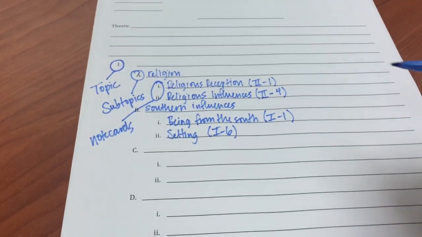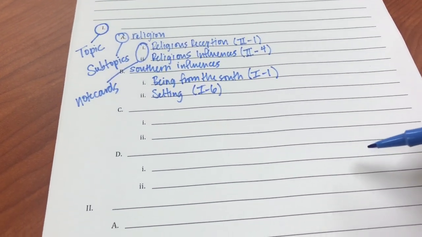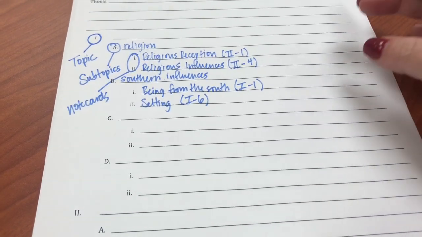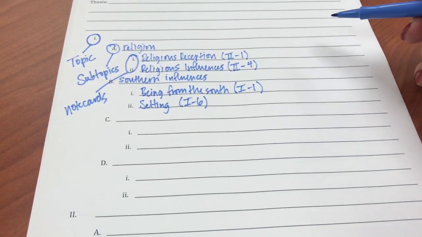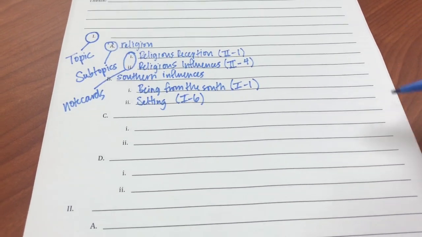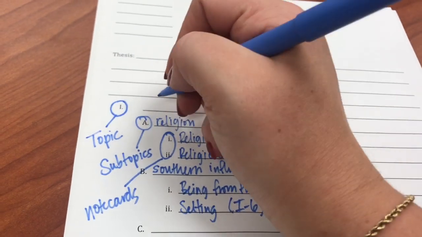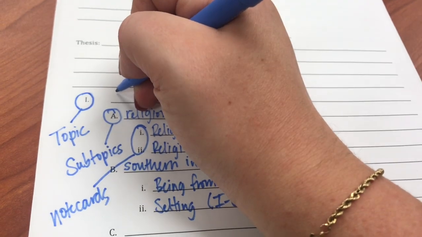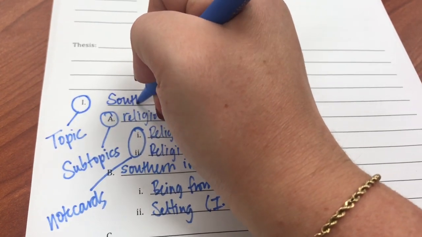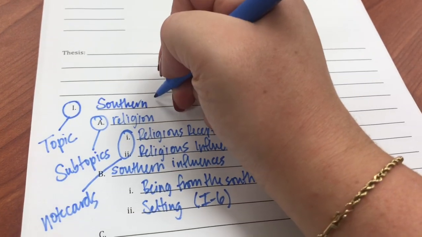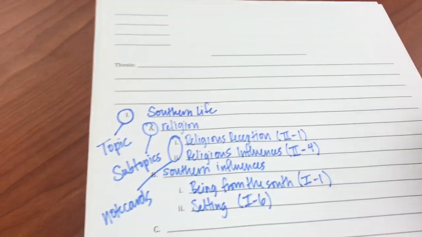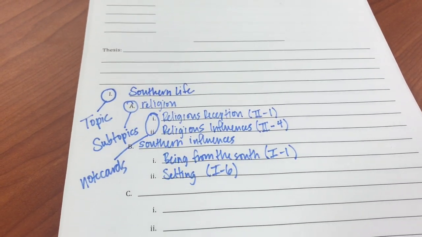So eventually I'll get down to my fourth, because hopefully I can have 4 subtopics within the topic that I want to write about, and then I'll move on to my second topic. So I'm going to go ahead and title this topic Southern Life, because my poet is from the South.